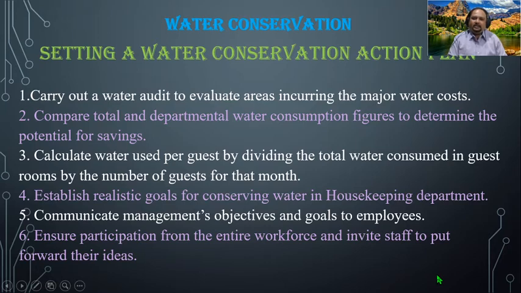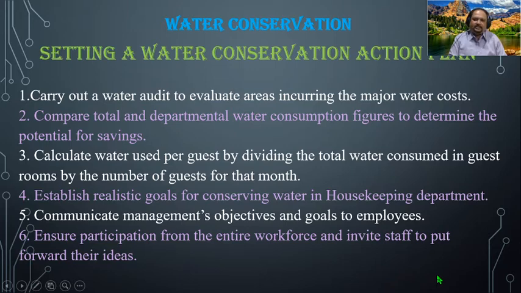Number 1, carry out a water audit to evaluate areas incurring the major water costs. Number 2, compare total and departmental water consumption figures to determine the potential for savings. Number 3, calculate water used per guest by dividing the total water consumed in guest rooms by the number of guests for that particular month.